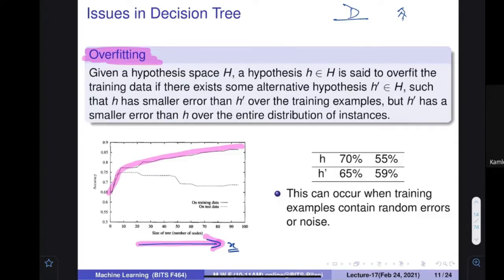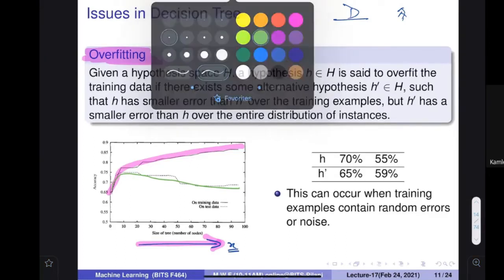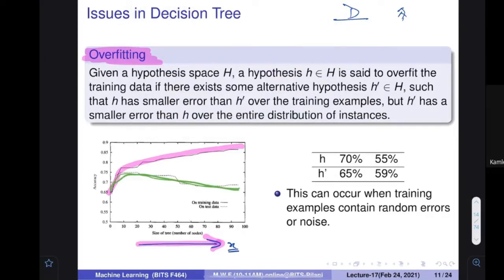But this is on the training data. What would happen on the test data? On the test data, your accuracy is not going to be that good. Your accuracy is going to reduce as you increase the number of nodes. Why? Your tree becomes powerful, but it is less generalizable, and therefore for new data it is bad.